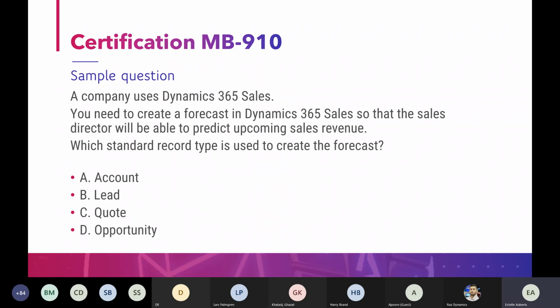A sample question about sales can be: a company uses Dynamics 365 Sales. You need to create a forecast in Dynamics 365 Sales so that the sales director will be able to predict upcoming sales revenue. Which standard record type is used to create the forecast? So the right answer is the opportunity. And these are the kinds of questions that you can have in your exam.